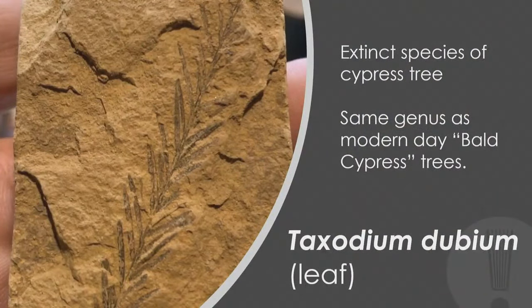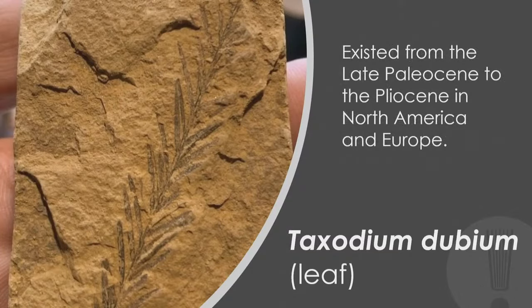Then Taxodium dubium. You might notice the genus of Taxodium. It might sound familiar, and that's because it's the same genus as our modern-day cypress trees or bald cypress. So this is an extinct species of cypress. Existed from the late Paleocene to the Pliocene in North America and Europe.